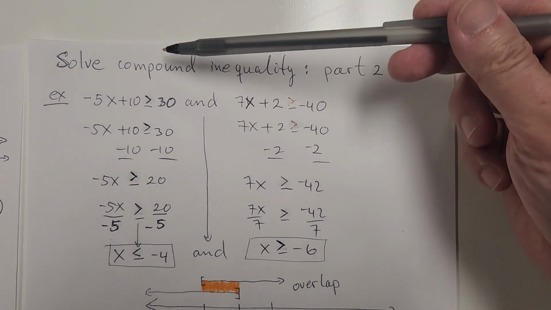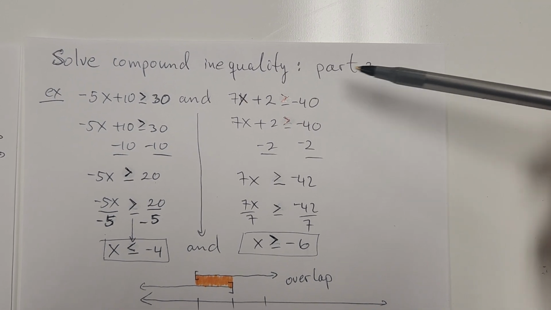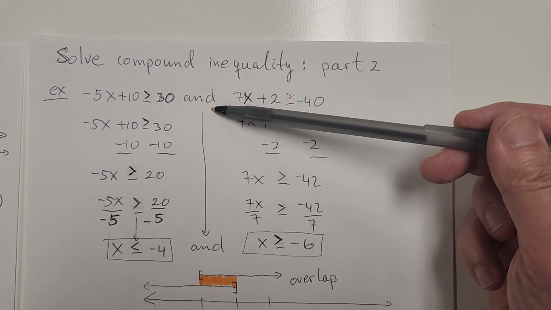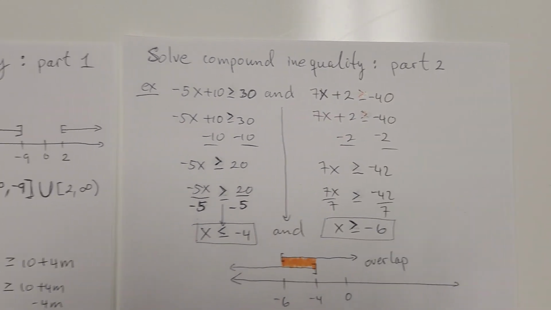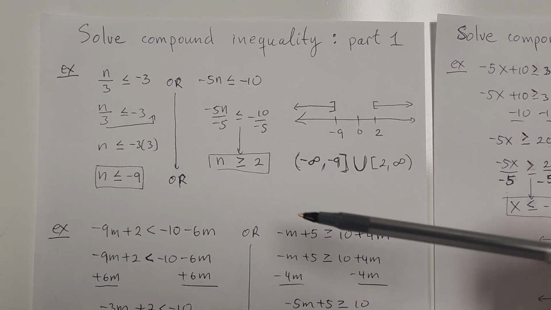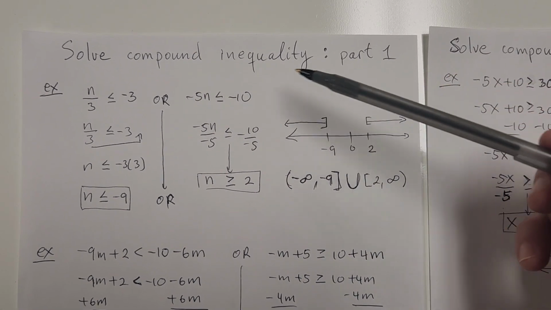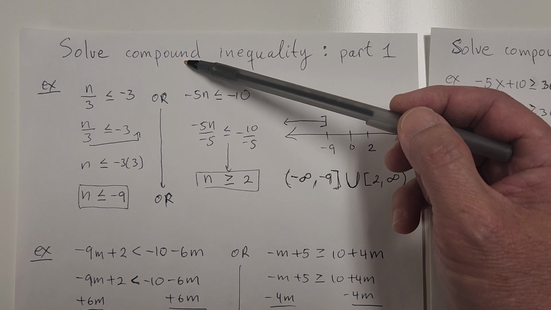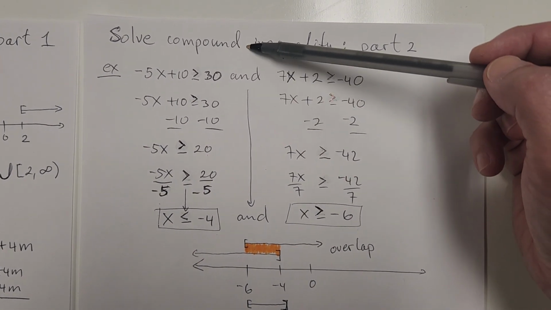This lesson is Solve Compound Inequality Part 2. In Part 2, we are solving an "and" compound. In Part 1, if you remember, we were doing "or" compound. So in Part 1, we were doing "or" compound. In Part 2, we are doing an "and" compound.